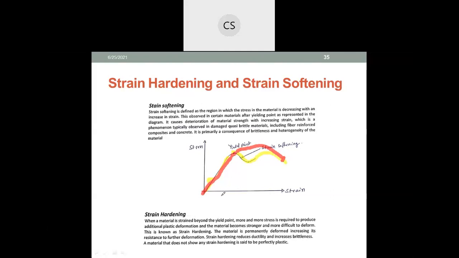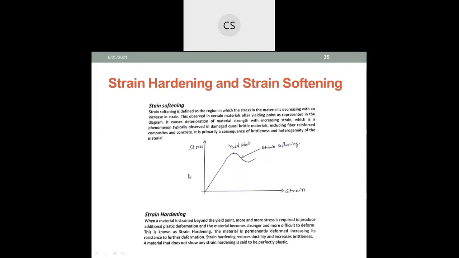So what exactly is the meaning? The material behaves like a soft material. It behaves like a soft material. Okay. So that is the reason why it decreases. All right. So that's known as strain softening.